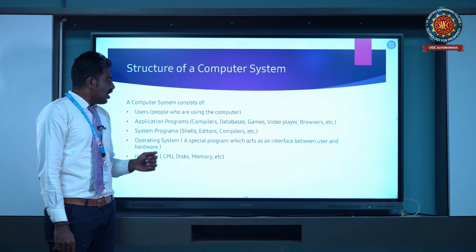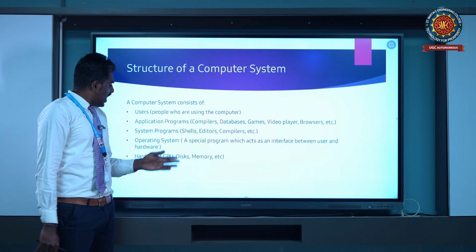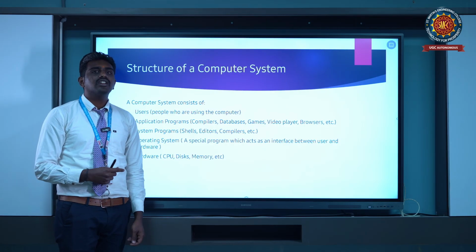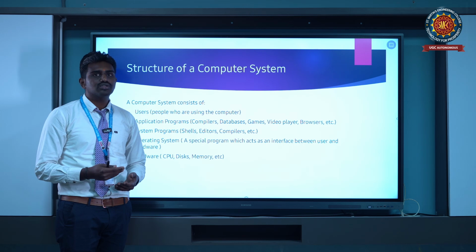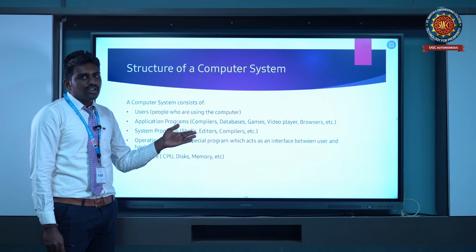Next one is the operating system. It is the major role in the structure of a computer. And next one is hardware. Hardware like disk, memory, and CPUs. These are the categories of hardware in the structure of a computer system.